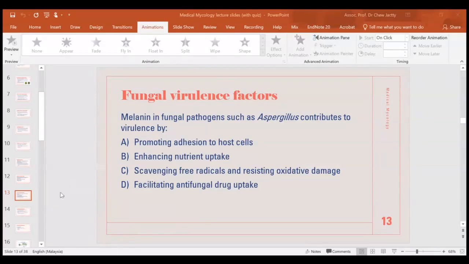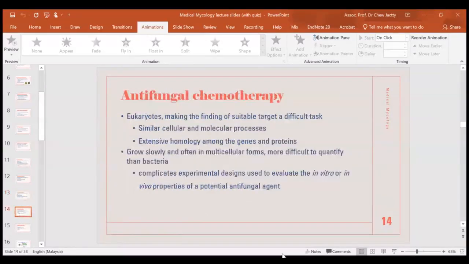All good. I will then move on to antifungal chemotherapy. Any questions so far?